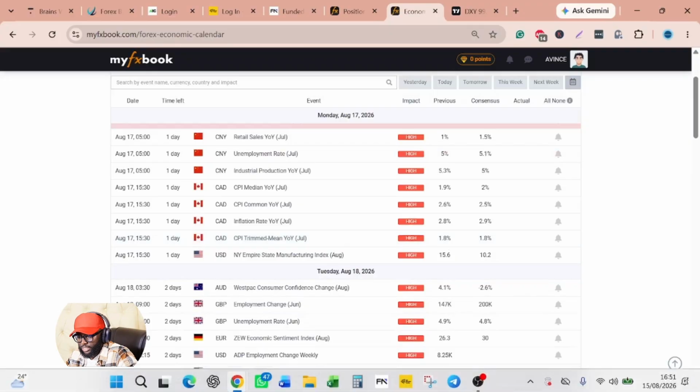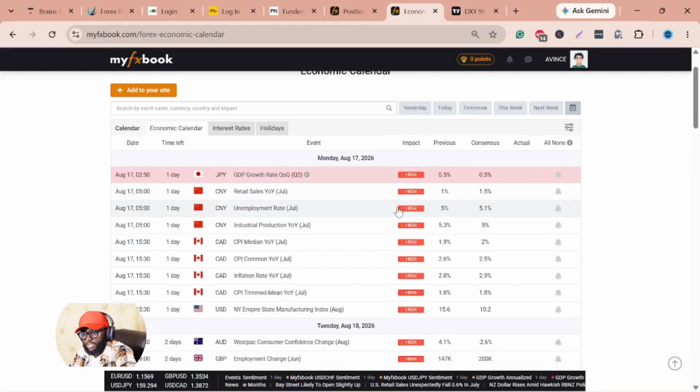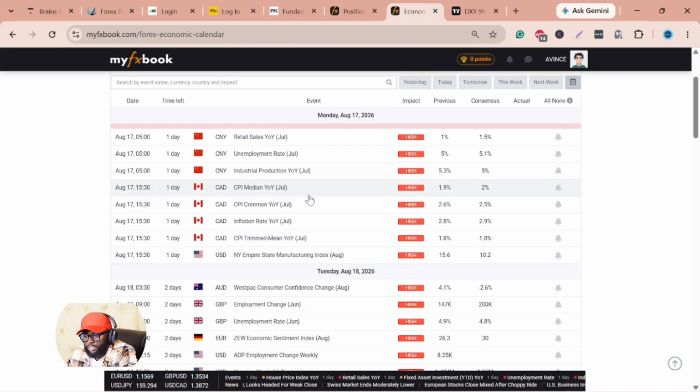All right, so starting off with the economic calendar, let's look at what we have in terms of fundamentals. Monday is going to be a busy week in terms of fundamentals, especially if you trade JPY or the Canadian dollar, because you're going to be having the GDP growth on JPY, some news on Chinese yen, and also some CAD news, which is the CPI for CAD, as well as USD fundamentals.